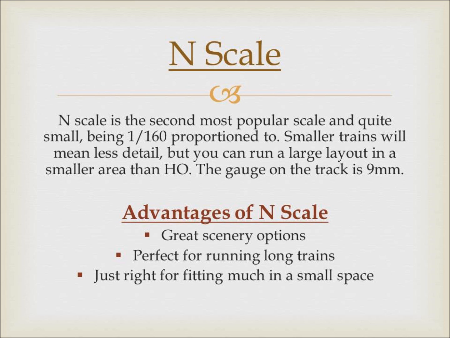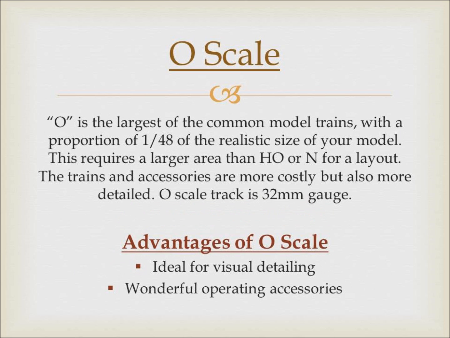O scale is the largest of the common model trains, with a proportion size of 1/48th of the realistic size of your model. This requires a larger area than HO or N for a layout. The trains and accessories are more costly but also more detailed. O scale track is 32 millimeters in gauge. Advantages of O scale: ideal for visual detailing and wonderful for operating accessories.